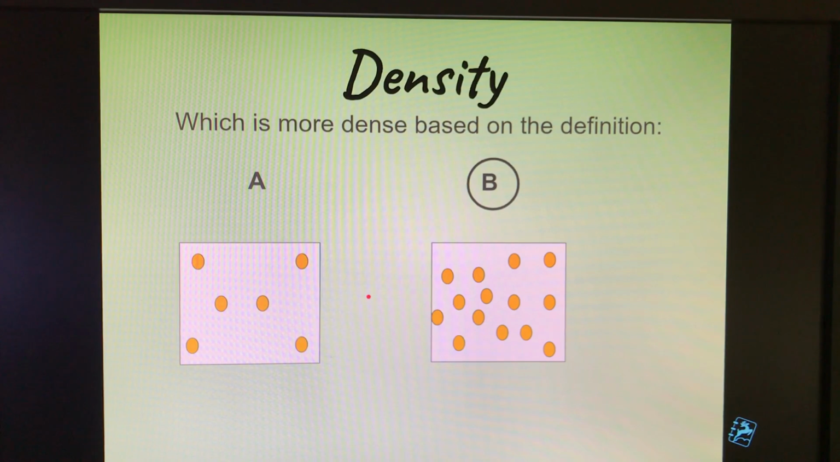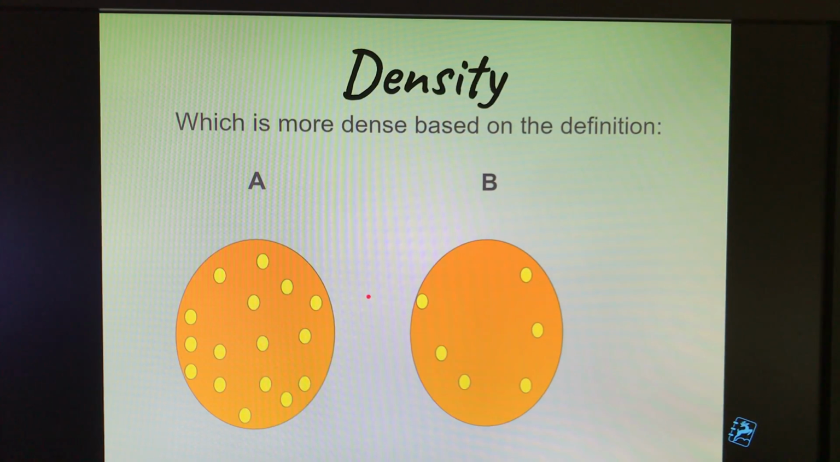Let's do that again. Which is more dense based on the definition? If you happen to circle A, you're absolutely correct. As you can see, these two have the same exact volume, but A has more atoms within its volume. So they are more tightly packed, meaning they are more dense.